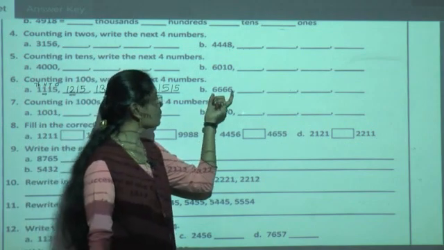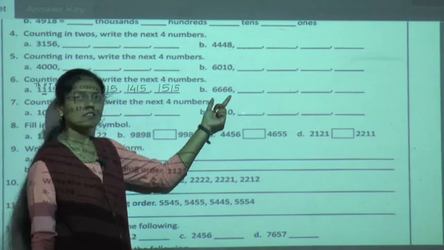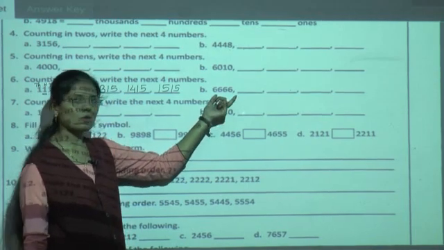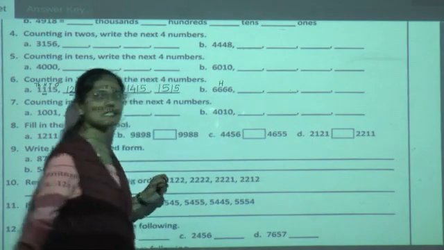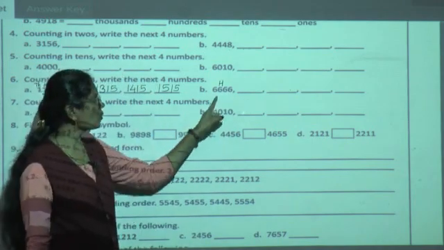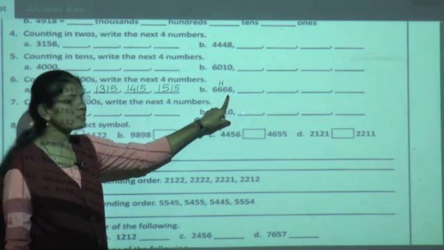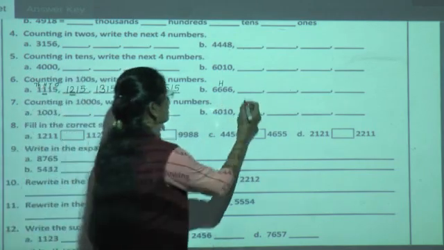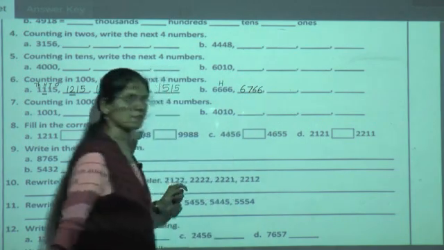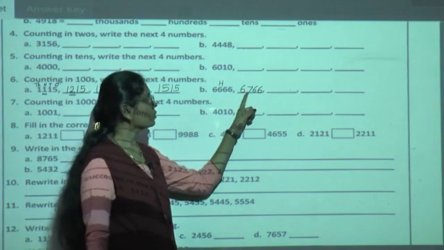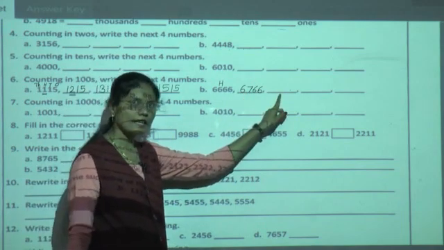See the another example, 6666. This is the number. So what we have to do? We will see only the 100 place digit. Here at 100 place 6 is there. So we will change only this number, 100 place digit. Okay. Add 100 in this number. What will be the answer? 6766. As I told you, we are going to change only this number. So add in this 7, 1, then we will get the next number.